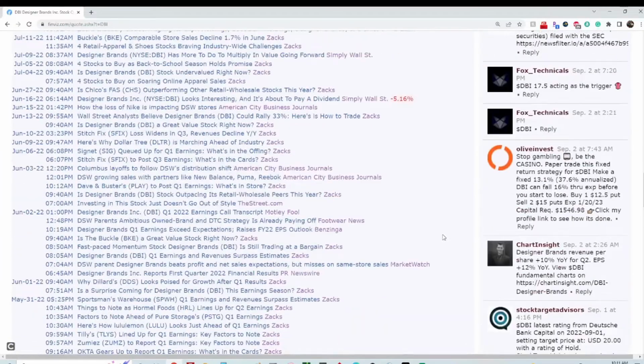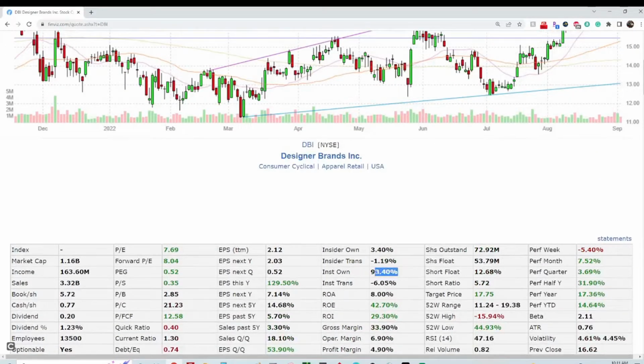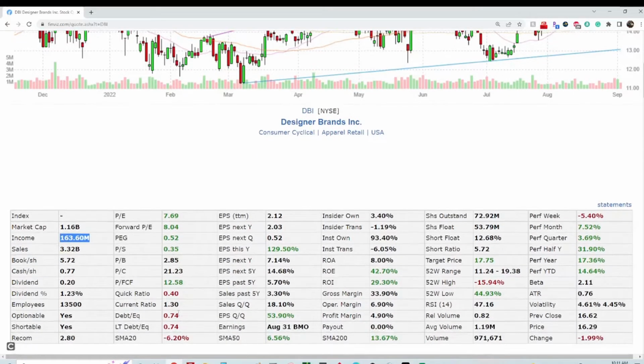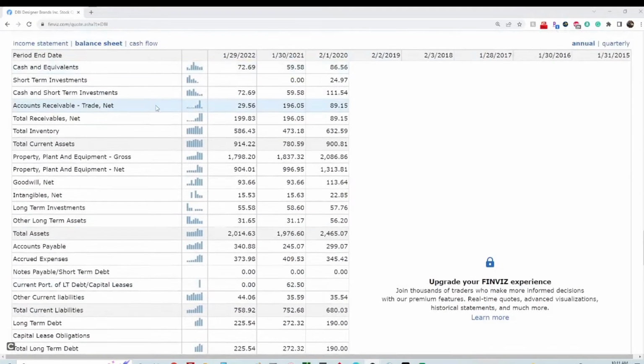Okay, so we want to just do a little more due diligence. So we see the institutions own 93%. And the market cap is 1.16 billion. They have income of 163, but they're not paying off their debt. Do they have some type of special loan? I don't know. Let's see if we can see here.